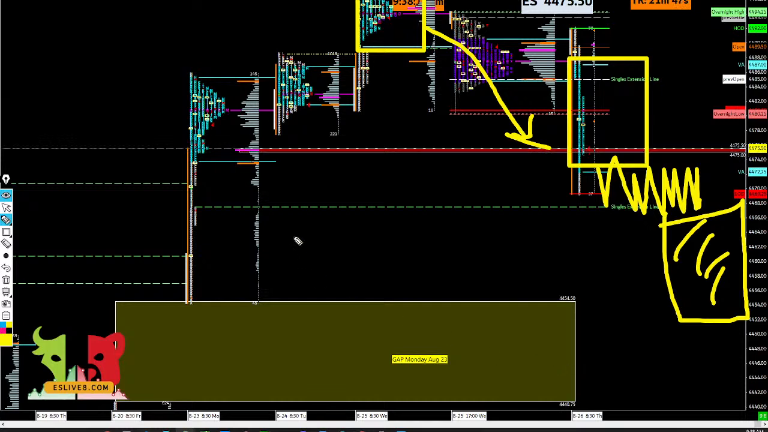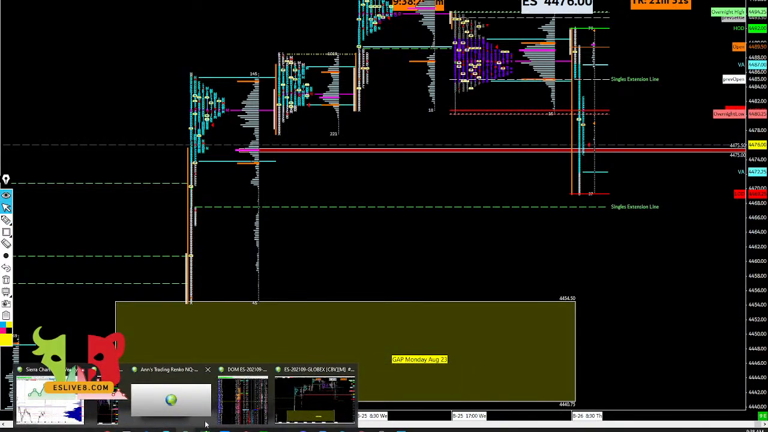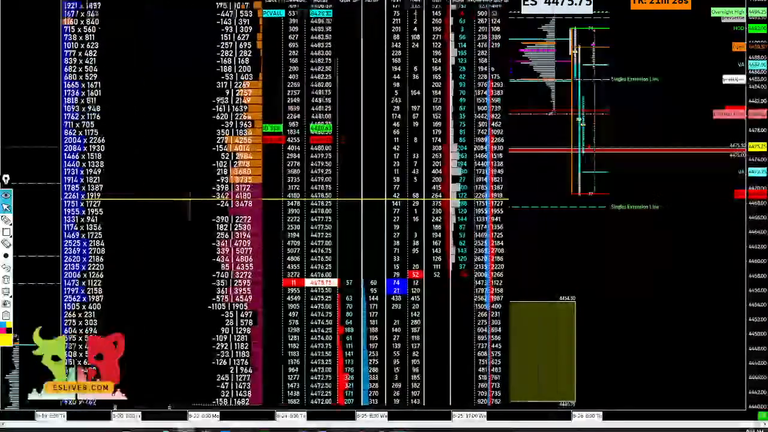There goes the 75. Here goes that volume, that VPOC from Monday. And they just came at it and tagged the 75, just like that. Let me look at the order flow. The order flow is probably going to be all crazy as the market is trying to assimilate what's going on.